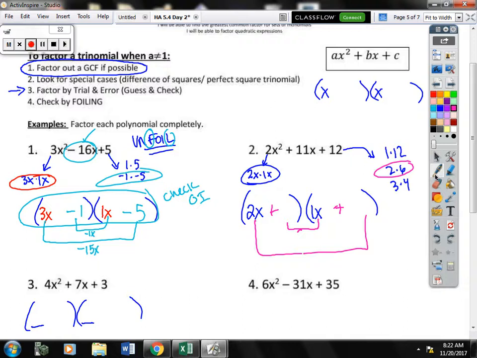I'm going to go to 3 and 4. So let's put 3 here and 4 here. And that's a guess also. I don't know where 4 and 3 are going. 3 times 1x will be 3x. 4 times 2 is 8x. 8 plus 3 is 11. So that's my answer.